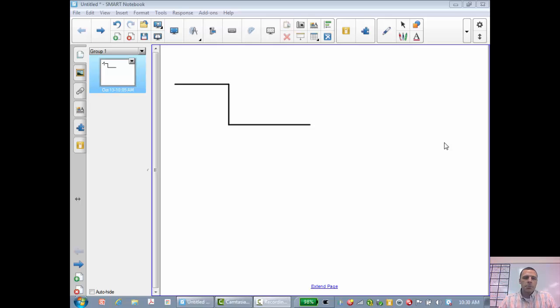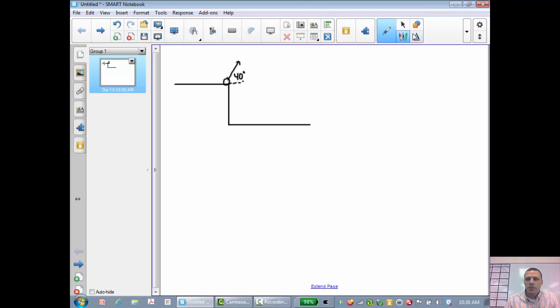Hi everyone, in this example I'm going to do a projectile that is launched at an angle and falls to a height other than where it was launched from, or to a level other than where it was launched from. So to get things started, we'll just create a little projectile here. We're going to shoot it up at an angle of 40 degrees from the horizontal.